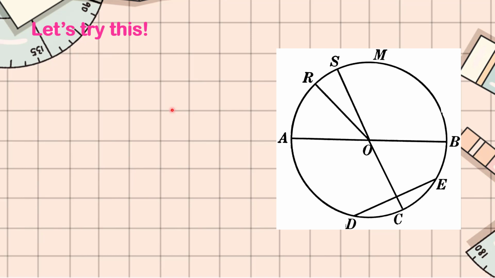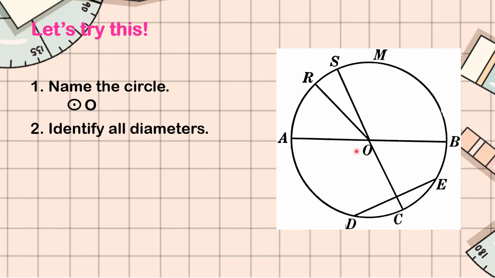So now that we have discussed the terms related to circle, let's try this. Number 1. Name this circle. Remember that a circle can be named after its center. So if the center of this circle is point O, this circle can be named as circle O.